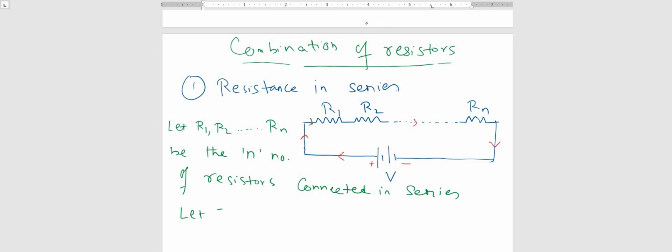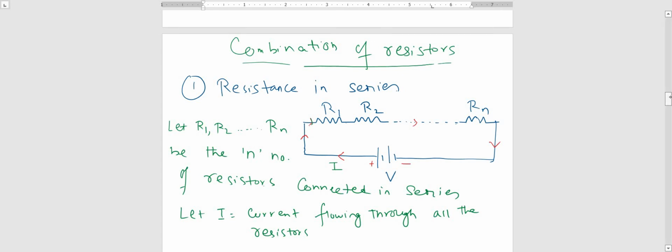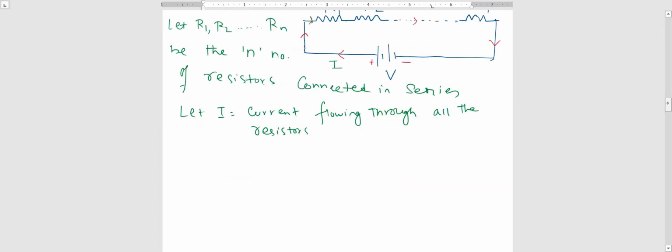Let I is equal to current flowing through all the resistors. So since these resistors are connected in series, current flowing through all these resistors is I, but potential difference across these resistors are different. Okay, potential difference means voltage across R1, voltage across R2, like this voltage across Rn, this is different but current is same. এটা খালি মনে রাখতে লাগবে, না ডেরিভেশন নিলে পারবে না.